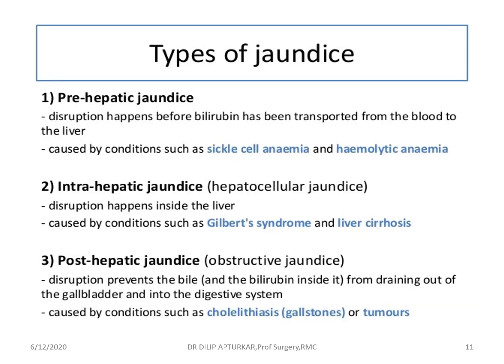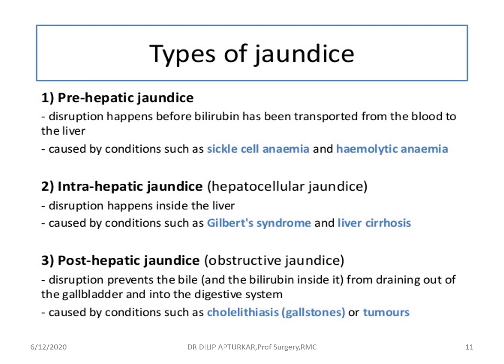Now, what are the types of jaundice? If you know the types, you can very well differentiate surgical jaundice from medical jaundice. Prehepatic jaundice is due to conditions like sickle cell anemia, hemolytic anemia, where there is a disruption which happens before bilirubin has been transported from blood to liver. The bilirubin is not conjugated, so it is an unconjugated bilirubin.